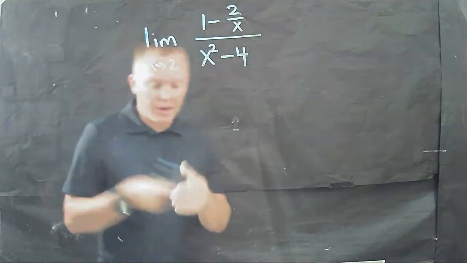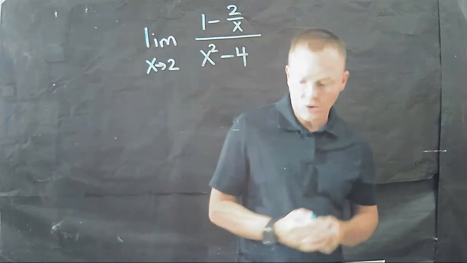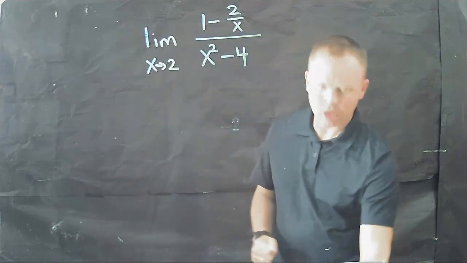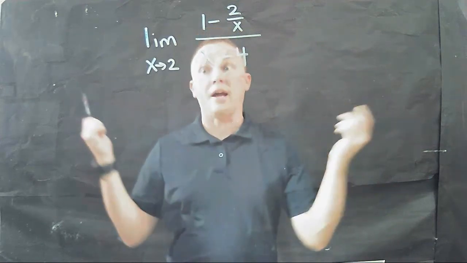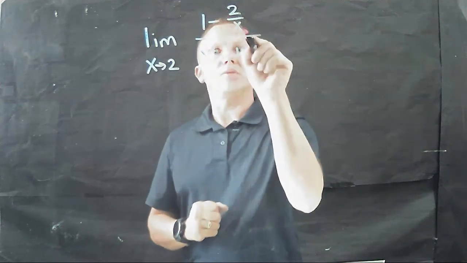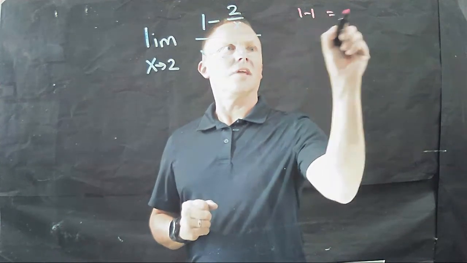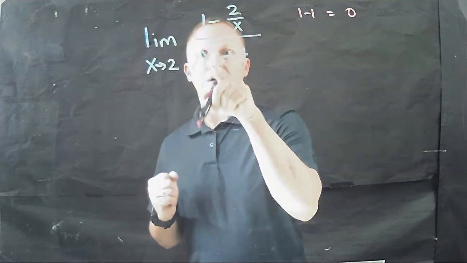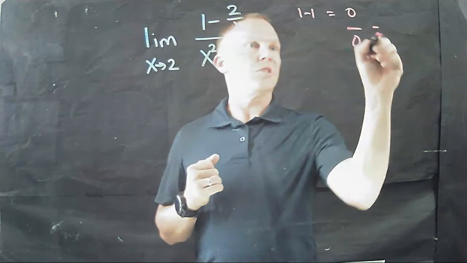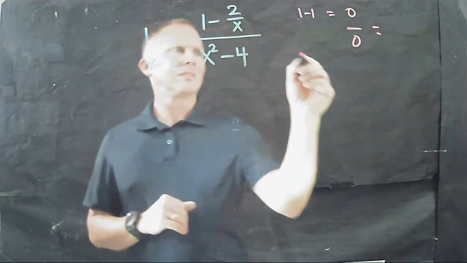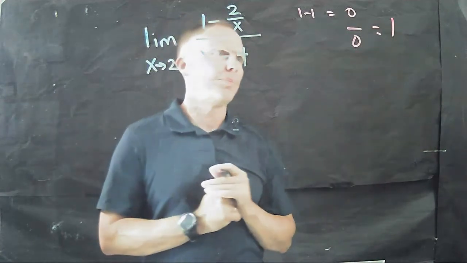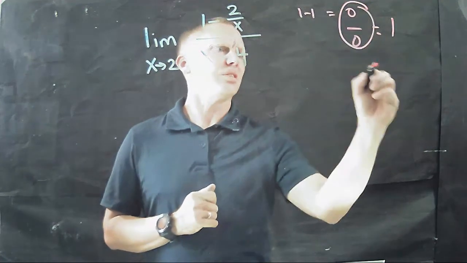Now, I'm going to tell you right now, for someone who is still new to learning limits, your temptation, and it's a natural temptation, is going to be to say, oh, I got this, I can plug in 2. If I plug in 2 in the numerator, I get 1 minus 2 over 2, which is 1 minus 1, that's 0. And then in the denominator, 2 squared minus 4, that's 0. So it's 0 over 0. What is 0 over 0? Is it 1? I don't think so. 0 over 0 is actually a fancy word.